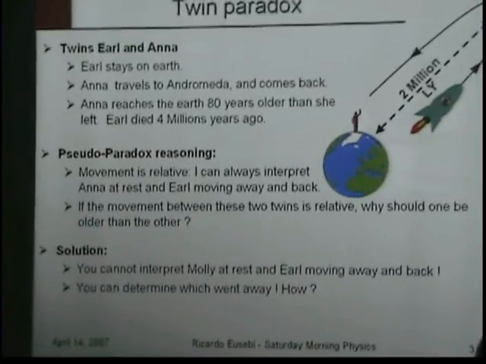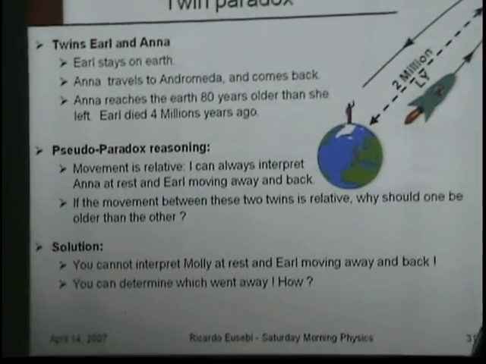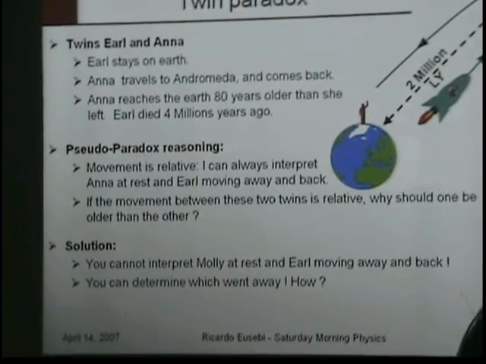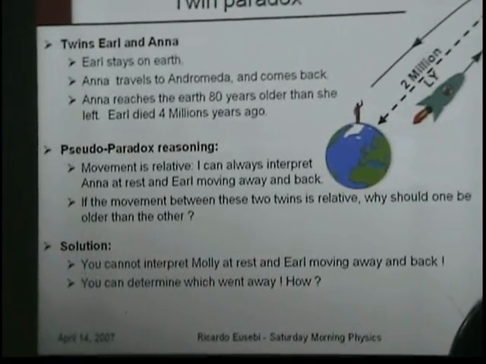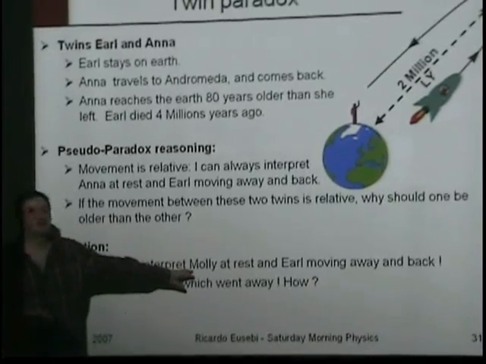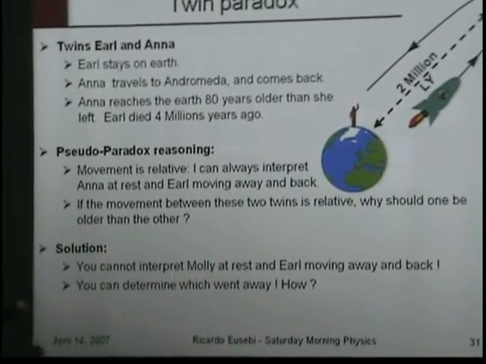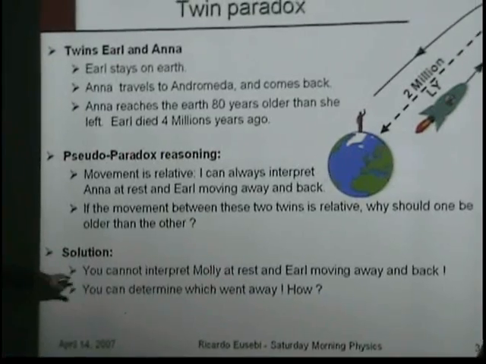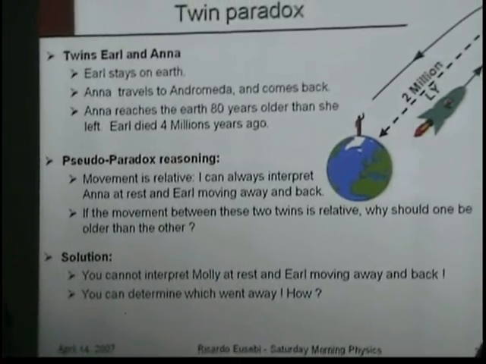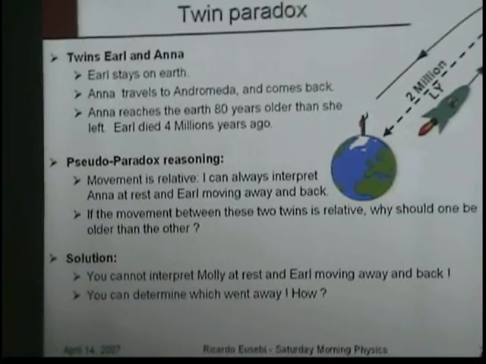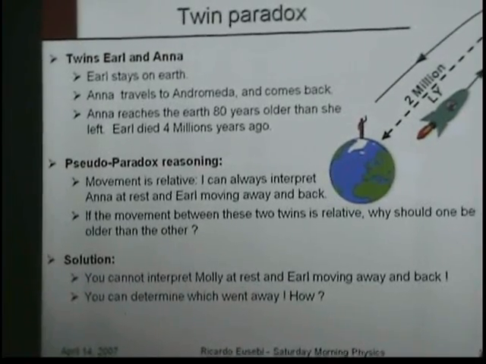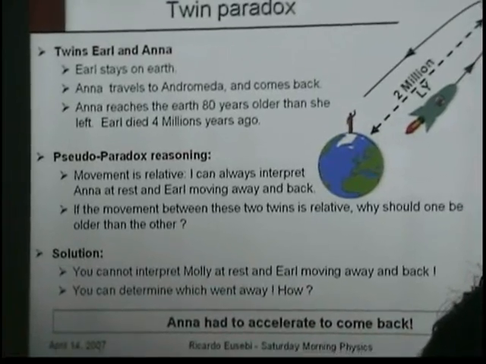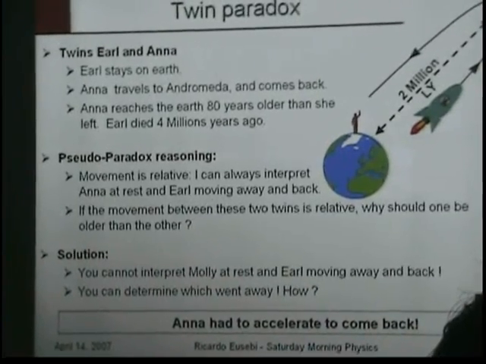And the solution is simply that you cannot interpret Anna at rest. Sorry, that was supposed to be Anna. That's an old slide. You cannot interpret Anna at rest, and Earth moving away and back, simply because you can determine which one is the one that went away. The movement is not really fully symmetric between the two, because Anna had to accelerate to come back.